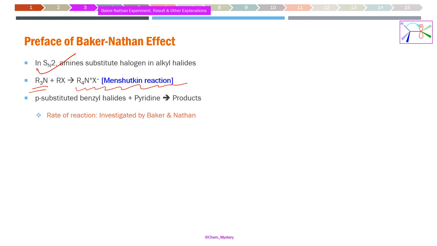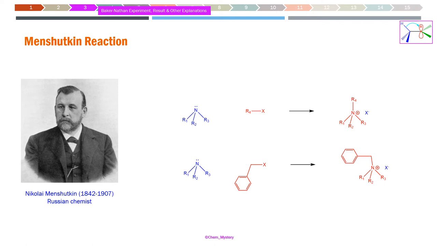Para substituted benzyl halides were taken by Baker and Nathan, and they reacted them with pyridine rather than taking a 3-degree amine. Then they investigated the products that were formed and how their rates of reaction were related. So this is the Menshutkin reaction idea, and Nikolai Menshutkin was a Russian chemist. It's him. The reaction we know by his name is this one, and we understand the nitrogen lone pair attacking here, the halogen being replaced, and we get tetraalkyl ammonium halides formed.